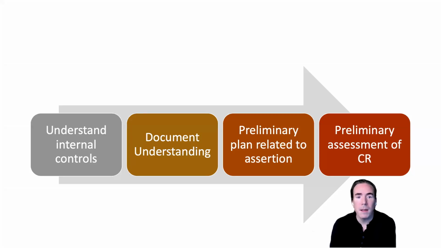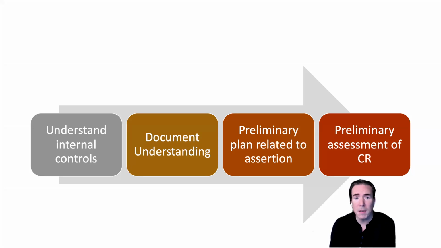The process of testing controls is a three-step process. In the planning stage, we have four tasks. First, we need to understand controls. This will be achieved through inquiry, observation, and documentation review. We're going to basically understand what the client's controls are.